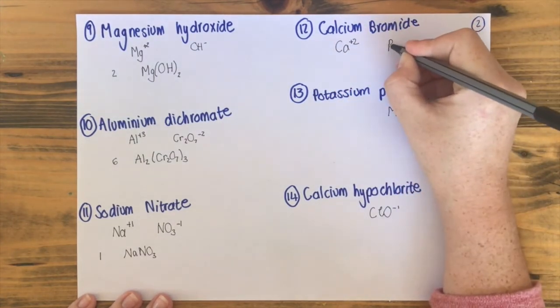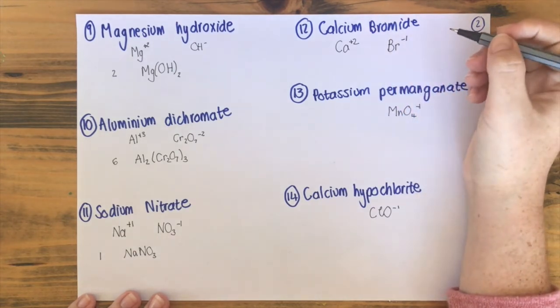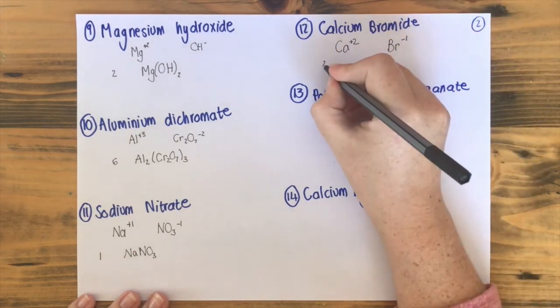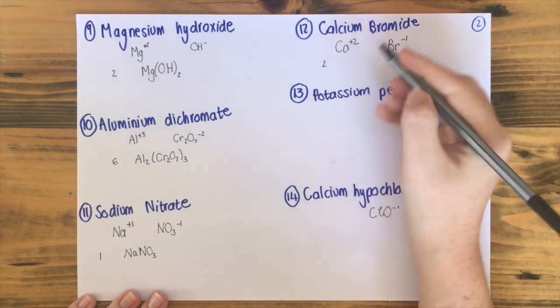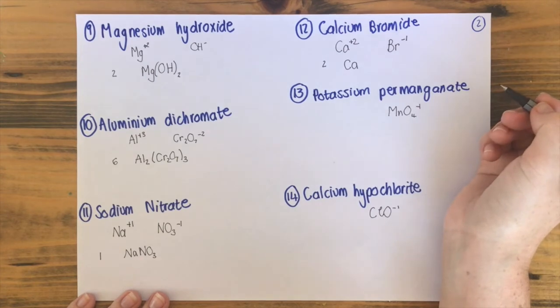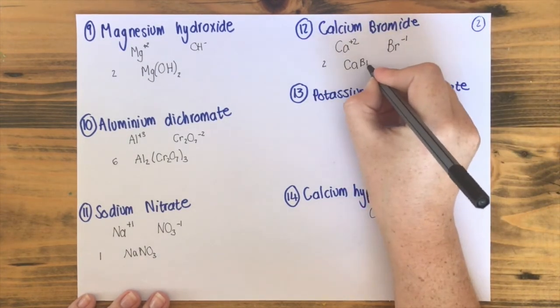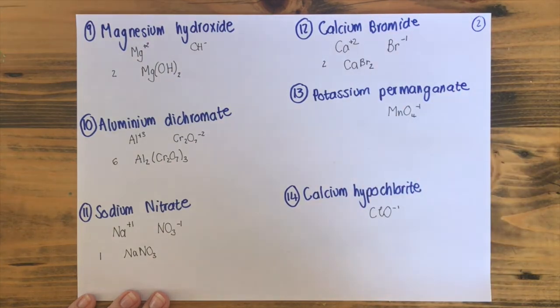Calcium bromide. Calcium is an alkaline earth metal in group 2, so it has a charge of positive 2. Bromide is a halogen and has a charge of -1, as it is in group 7. Lowest common number is 2. 2 goes into 2 once, so we have 1 calcium present in that compound. 1 goes into 2 twice, so we will have 2 bromines present.